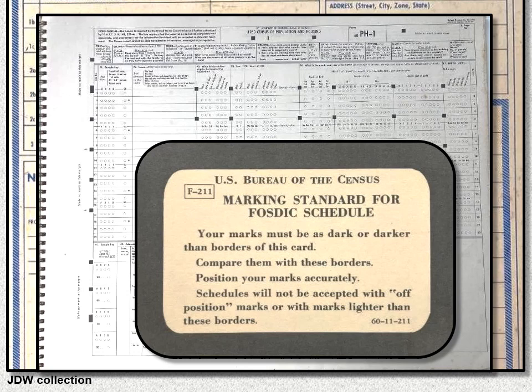Because what's going to happen is these are going to be microfilmed, and then FOSDIC is going to put the information on magnetic tape. So it has to know exactly where it is on the page. And this little card that I have says to the enumerator that your marks must be as dark or darker than the borders of this card. Kind of cute.